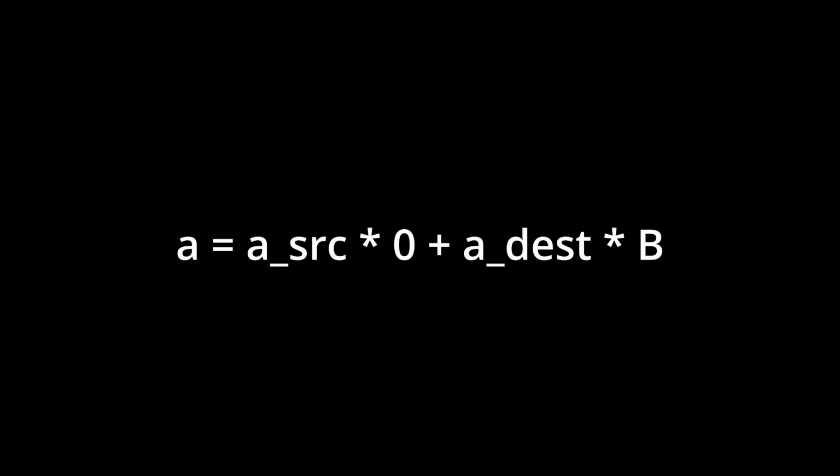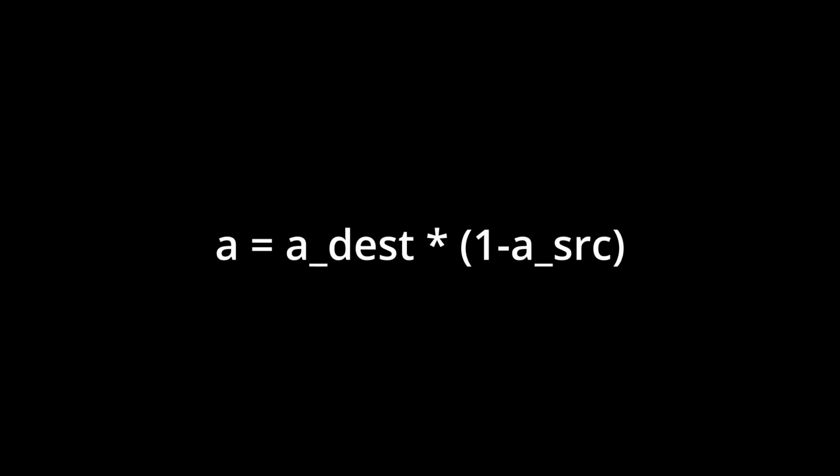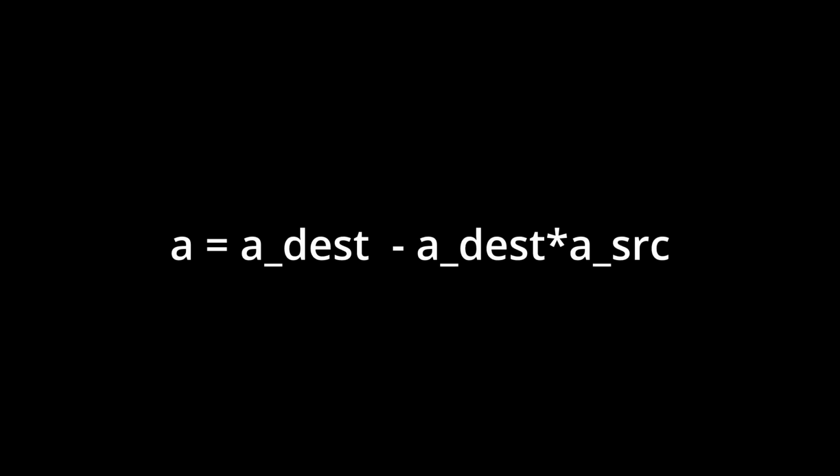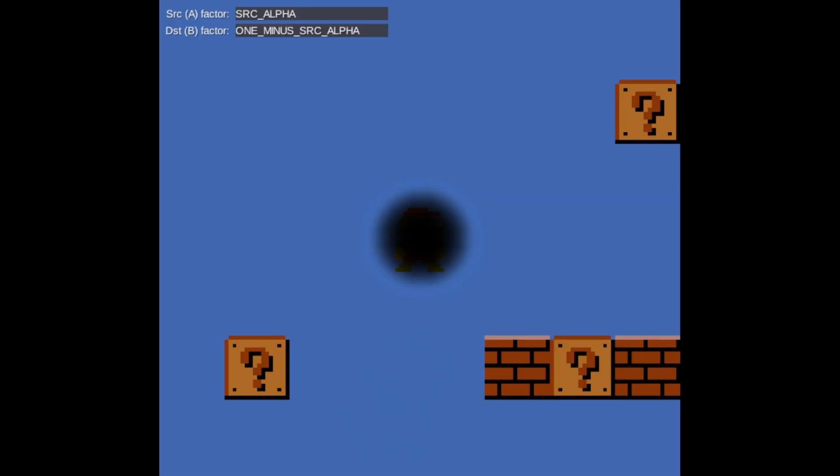What we want is to have A sub dest, except for where A sub source is greater than 0. To achieve this, we can set A to 0 and B to 1 minus source alpha. This gives us A equals A sub dest minus A sub dest times A sub source. So, we have A sub dest, except that we subtract off a factor of A sub dest multiplied by A sub source. And A sub source goes from 0 to 1. So we're cutting off a bit of A sub dest depending on what A sub source is. And that gives us what we wanted.